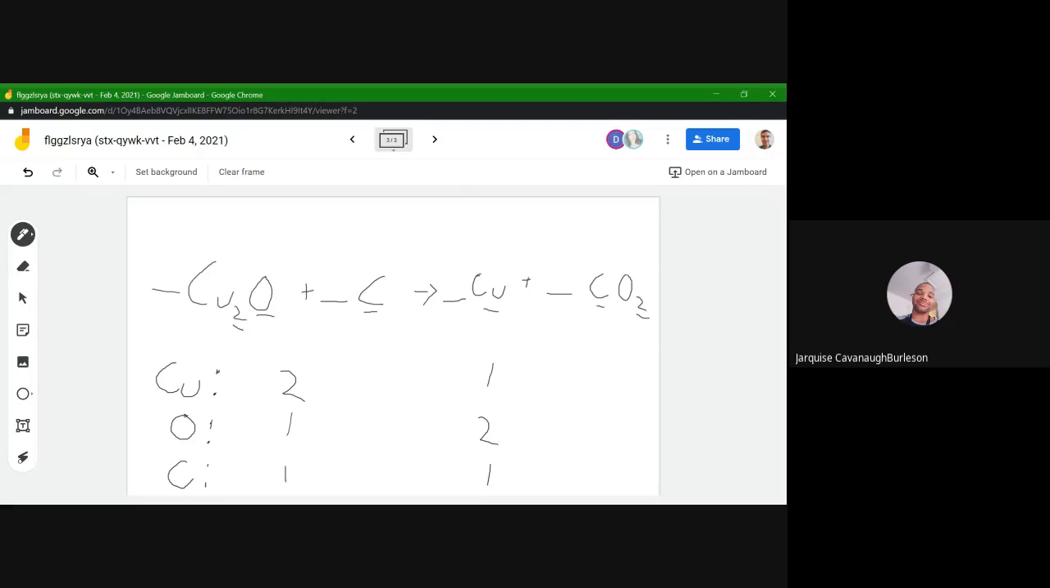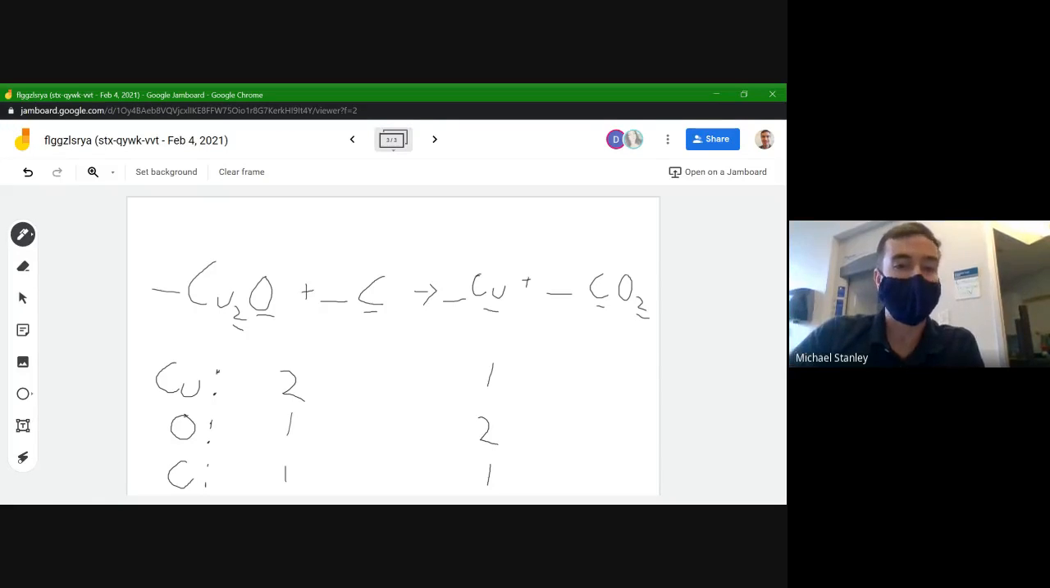Bring the Cu2 to the Cu1 or vice versa. Add a 2 in front of the Cu on the product side. Yeah, there we go. That is a little bit more clear. All right, yes. Add a 2 to the Cu on the product side. I think that should help things nicely.